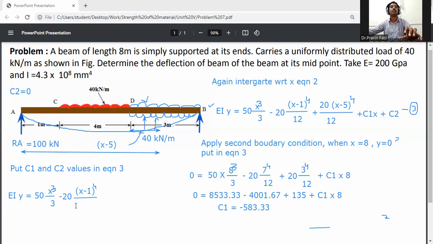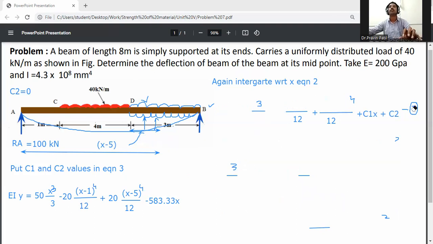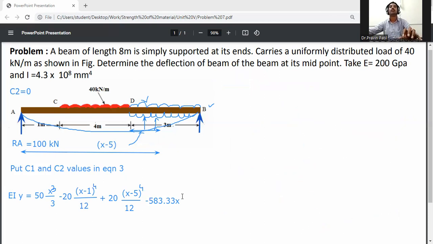then plus 20 into x minus 5 raised to 4 divided by 12, then plus c1 value, which is minus 583.33 x. This one is the deflection equation.